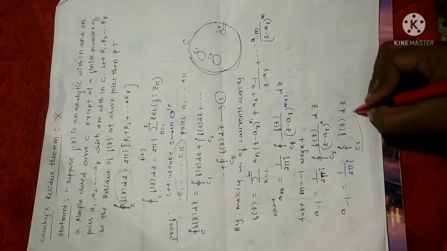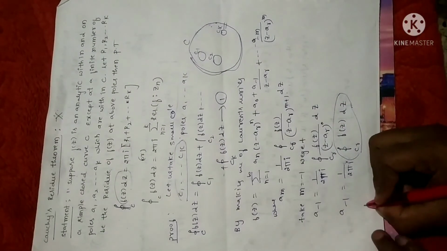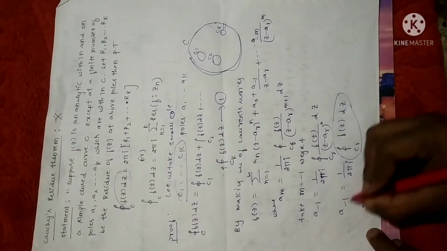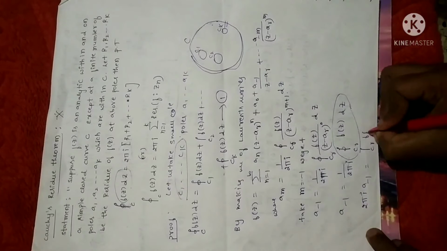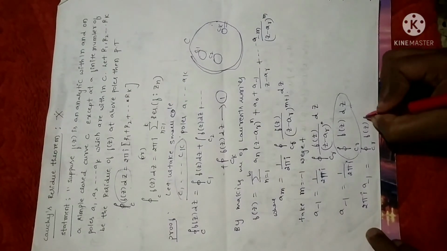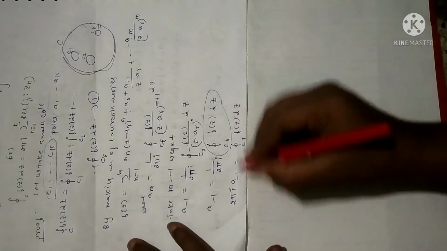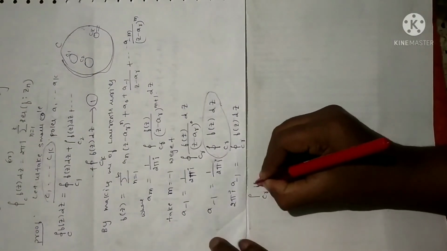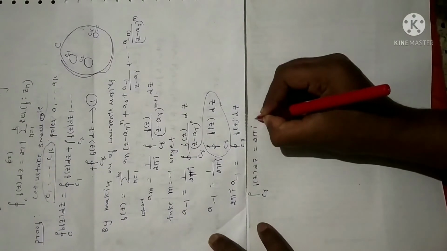Or else if you want the value of this, I'll just cross multiply. So you will get 2 pi i into, cross multiplication will give you a minus 1 will be equal to integral over a curve C r f of z into dz. Fine. I'll just rewrite this. So integral over C r f of z into dz is equal to 2 pi i into a minus 1.